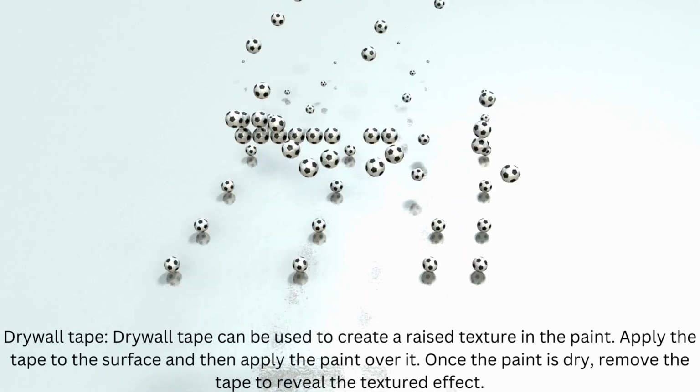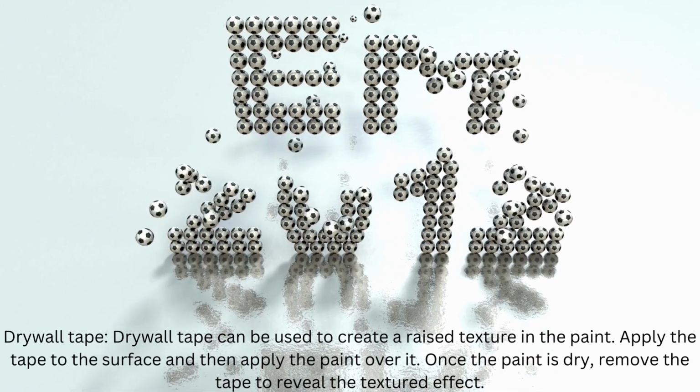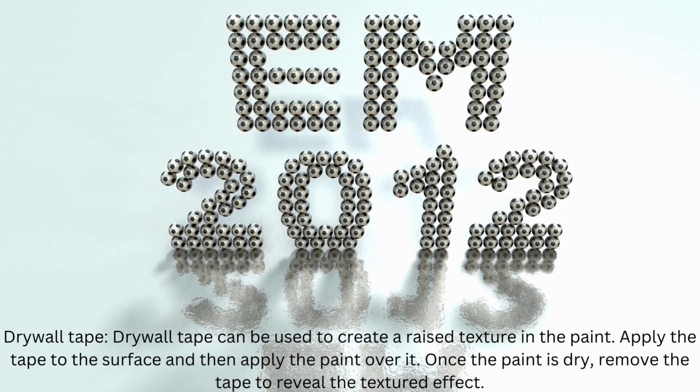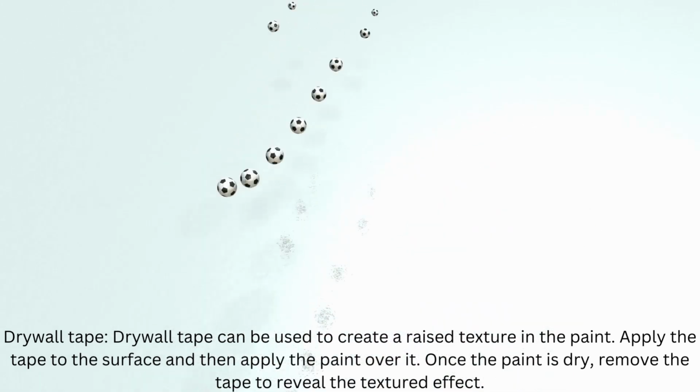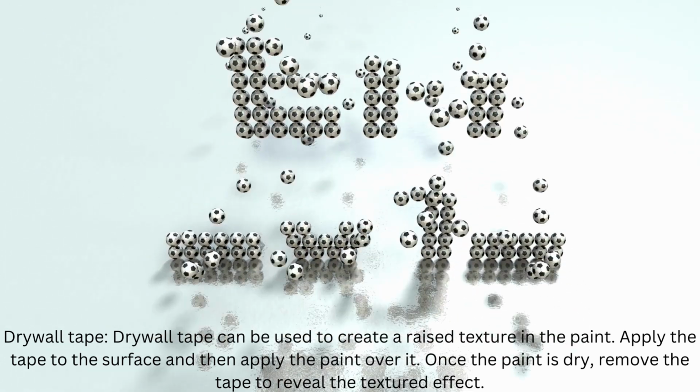Drywall tape can be used to create a raised texture in the paint. Apply the tape to the surface and then apply the paint over it. Once the paint is dry, remove the tape to reveal the textured effect. It is amazing.